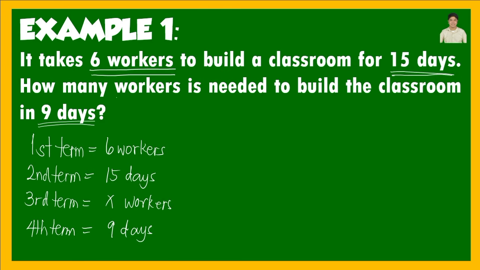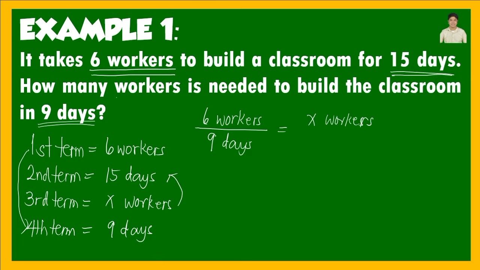First term corresponds to fourth term. So, dapat 6 workers corresponds to 9 days equals third term corresponds to the second term. So, X workers, X number of workers corresponds to 15 days. Ayan. Next.